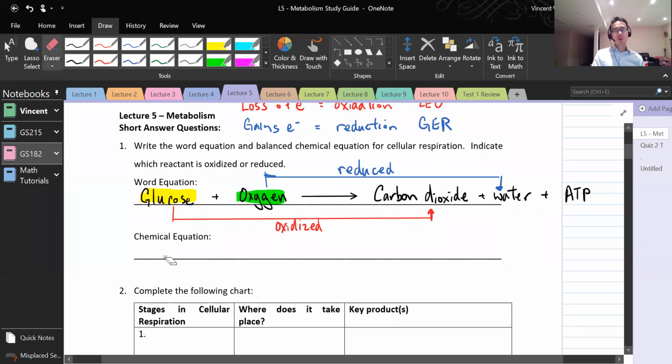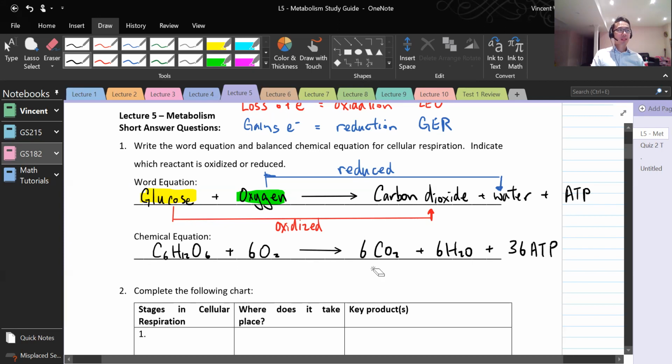We can write a chemical equation. The formula for glucose is C6H12O6. We are going to be reacting it with 6 O2. Okay, as you learned in chemistry class, oxygen is always going to be diatomic. It's always going to be with a 2. Producing 6 CO2, 6 H2O, and up to 36 ATP molecules. Okay, so that is the chemical equation. All right.